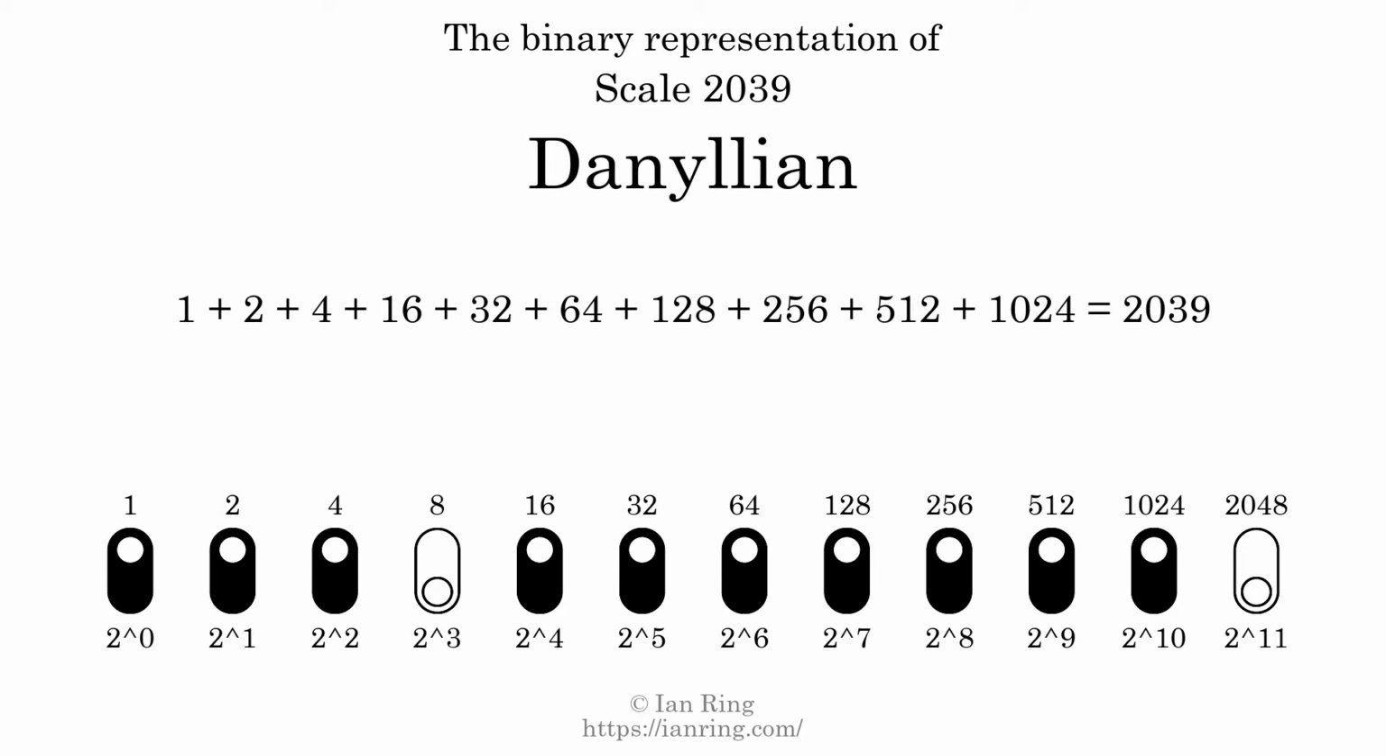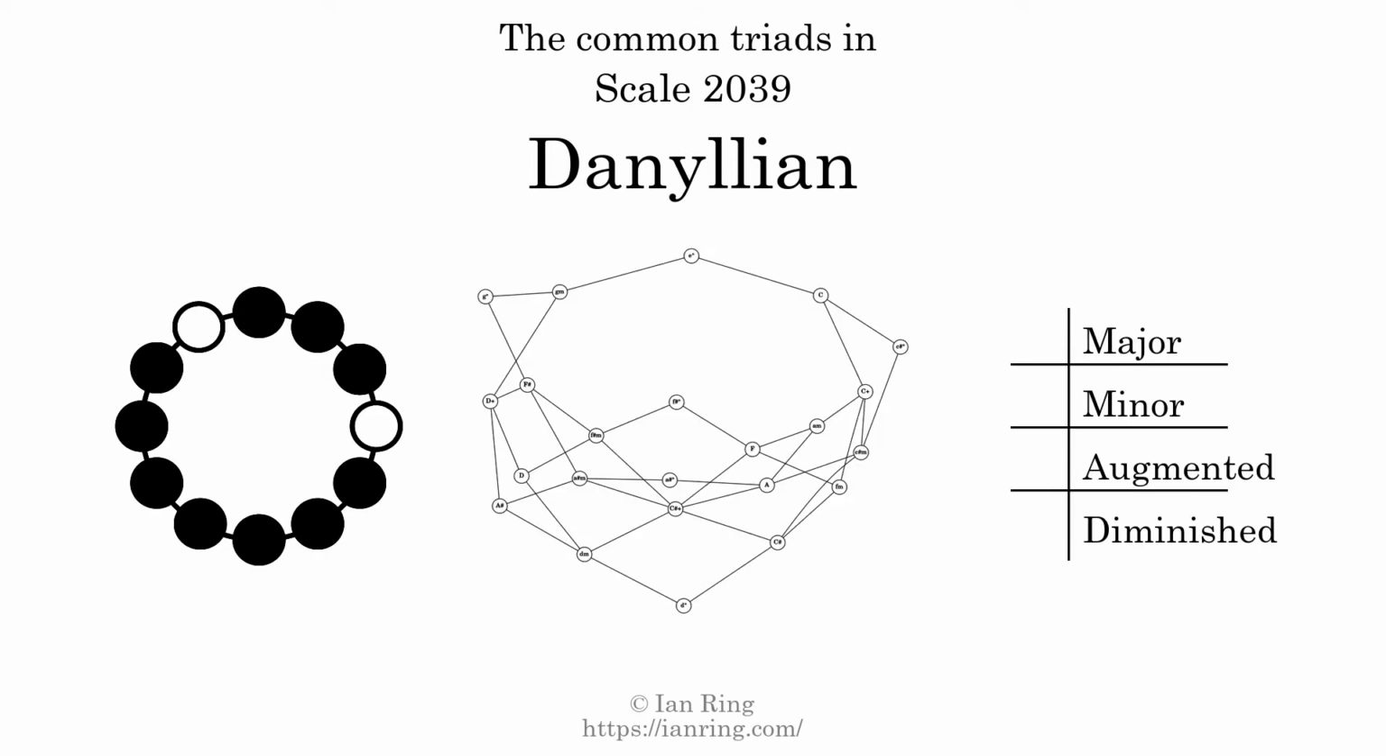The scale number not only enumerates the scale with a unique index, but it also literally describes the tonal content of the scale. Represented as a binary number in base 2, the scale number is 0-1-1-1-1-1-1-1-0-1-1-1. Here are the common triads present in this scale.